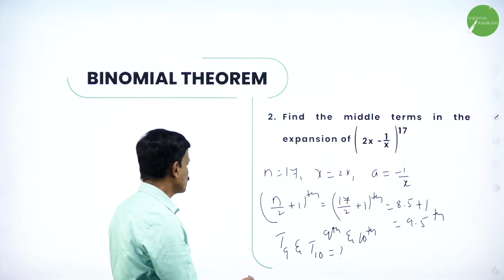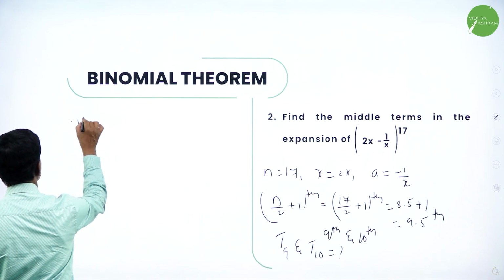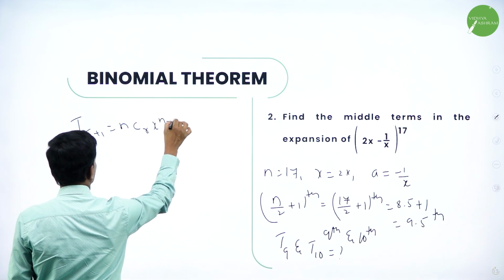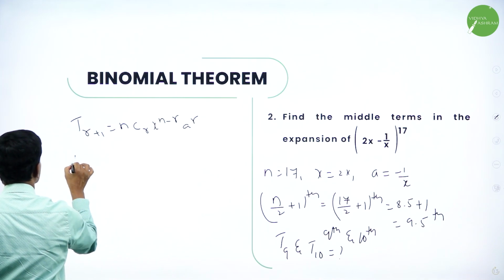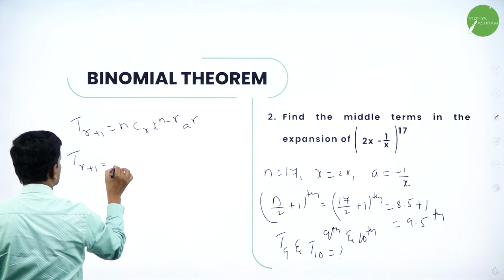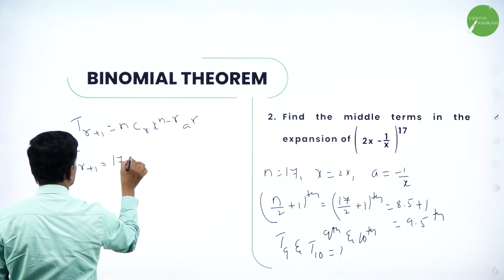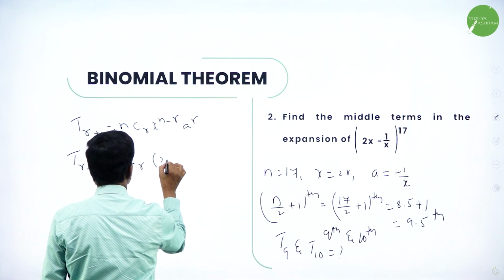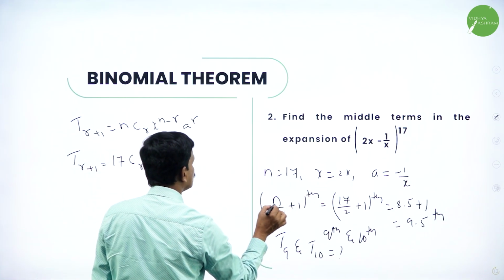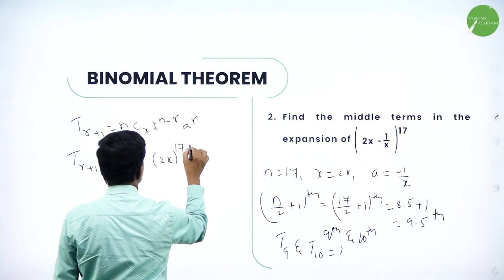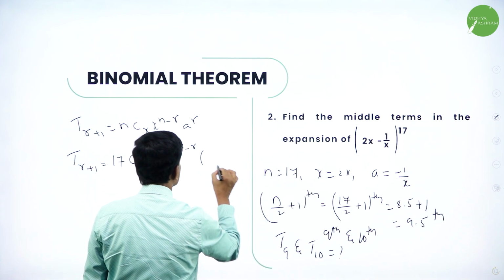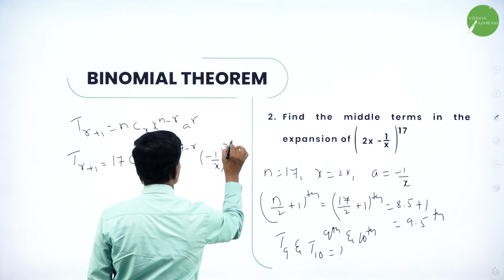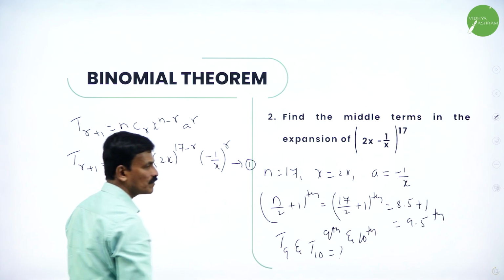Same as the previous one, just find out the general term. T(r+1) is equal to nCr x^(n−r) a^r. What is n? 17Cr. What is x? We have x equal to 2x, to the power of 17 minus r, into a. What is a? (−1/x)^r. R we don't know. Let us represent this as equation number 1.